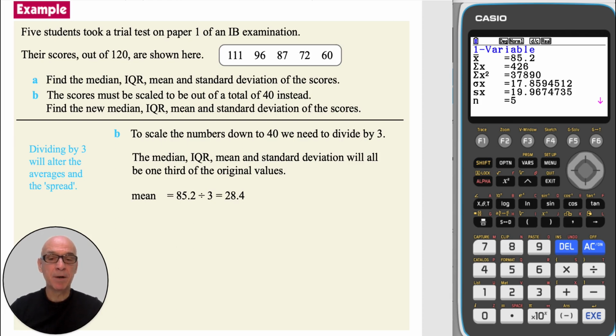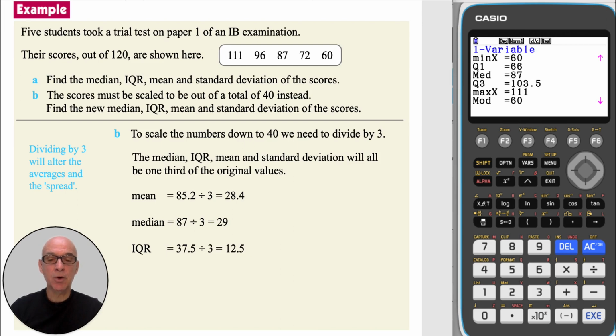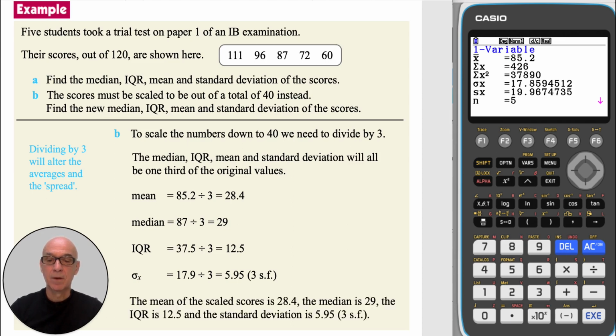Dividing the mean by 3 gives 28.4. Dividing the median by 3 gives 29. Dividing the interquartile range by 3 gives 12.5. And dividing the standard deviation by 3 gives 5.95, correct to 3 significant figures. So the mean of the scaled scores is 28.4, the median is 29, the interquartile range 12.5, and the standard deviation 5.95, correct to 3 significant figures.